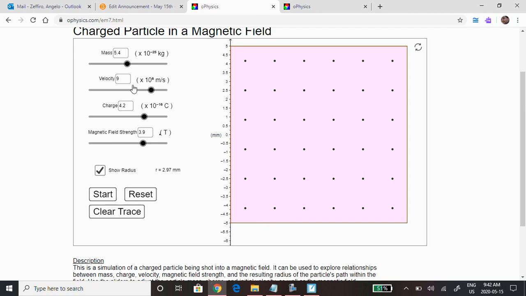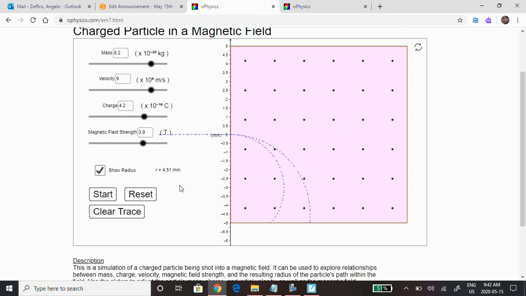Clear the trace. I can also change the mass, and it's going to affect the trajectory, because remember, mass is all about inertia and how hard it is to change a particle's acceleration and velocity. Watch. So here's one. Now I'm going to make the particle heavier. Watch now. Okay, kind of looks like projectile motion a little bit, doesn't it?